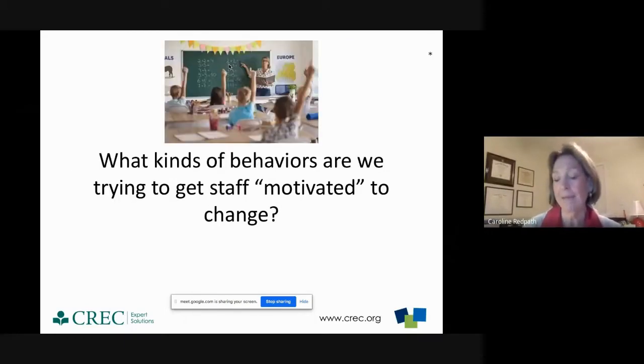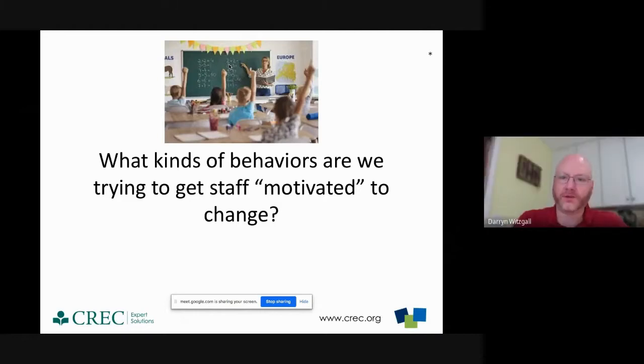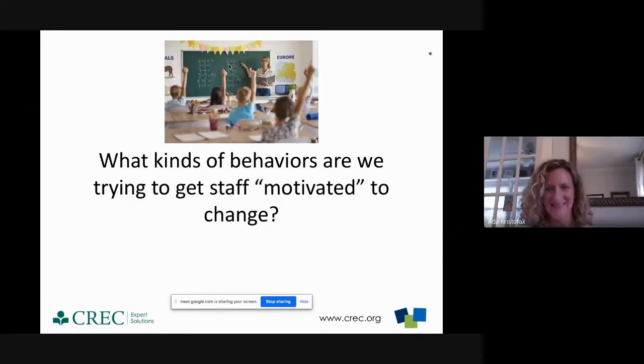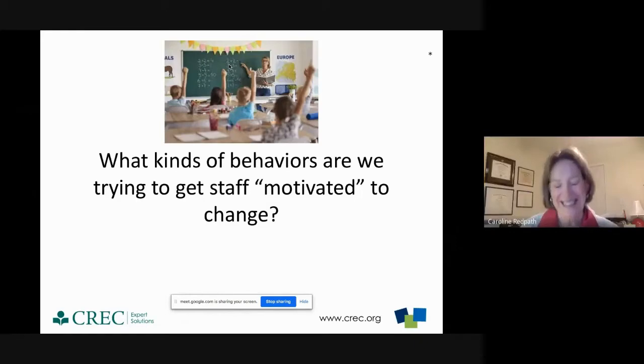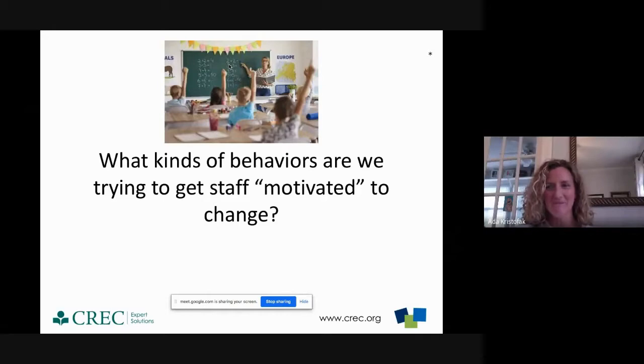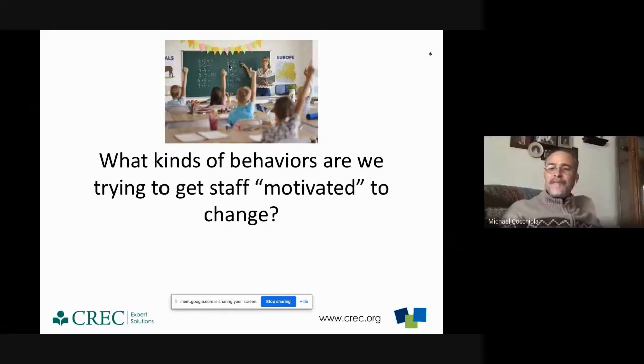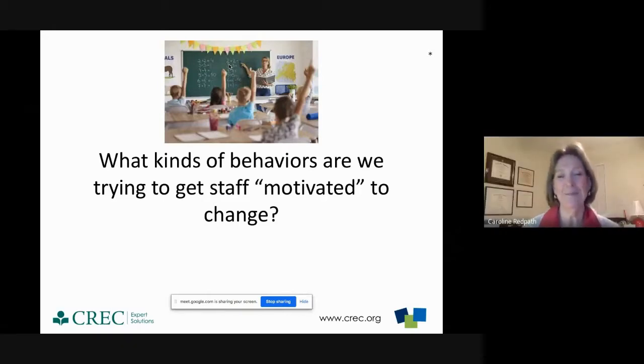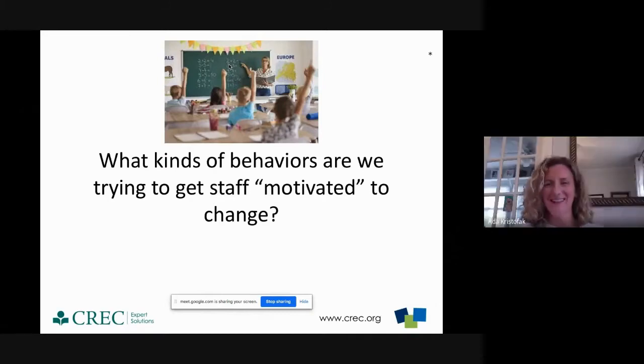How about staff? What kinds of behaviors are you trying to get staff to change? Reinforcing appropriate behavior, getting them to find those good things. Engage with kids at recess and gym class. Talk less. Put their phones down. Follow the behavior plan. Meet with you. Carve out time to meet with you.